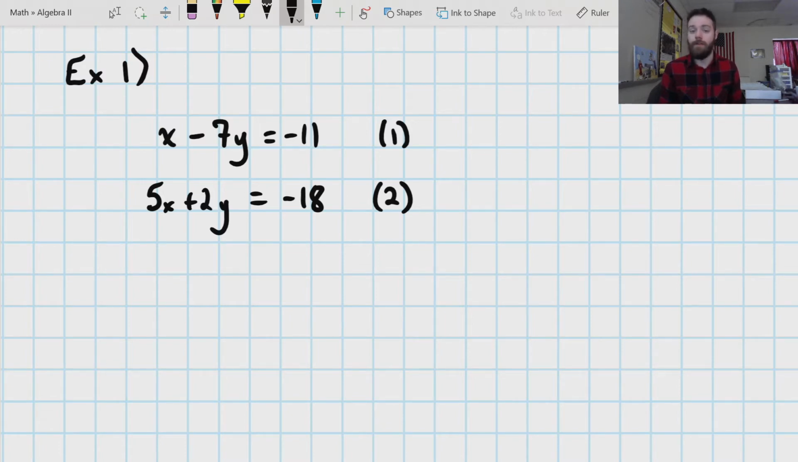Whenever you're solving by substitution, you start with one equation, solve it for one variable, and then substitute the expression on the side you solved for back into the other equation. So if I start with equation 1, then I'm going to end with equation 2, solving for one variable. Okay, so I'm going to start solving this first equation for x in terms of y.